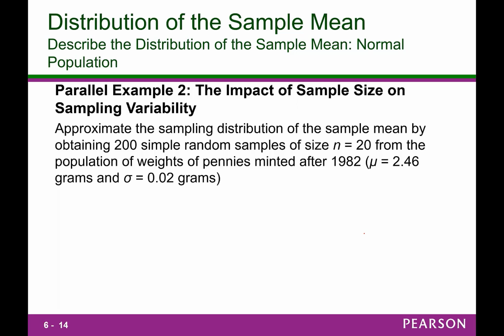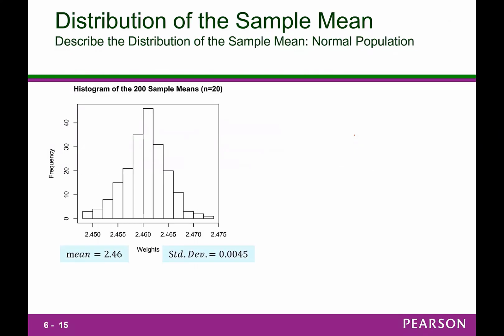Then in this case, instead of 5, my sample size will be 20. And we are going to obtain 200 samples of size 20 from the same population. The mean is 2.46 and the standard deviation is 0.02 grams. Then that is the histogram for 200 samples of size 20. And the theoretical curve is also normal.